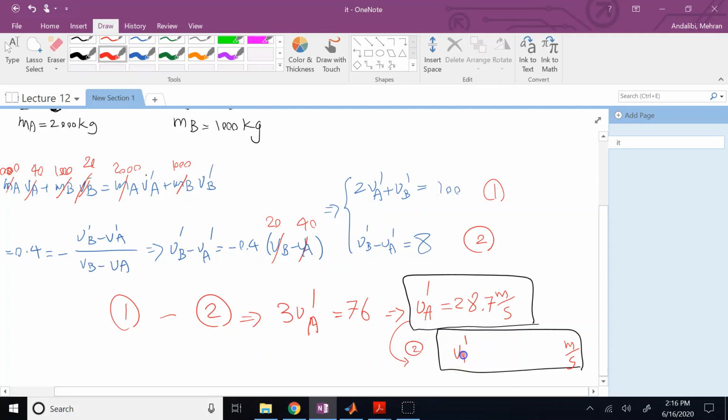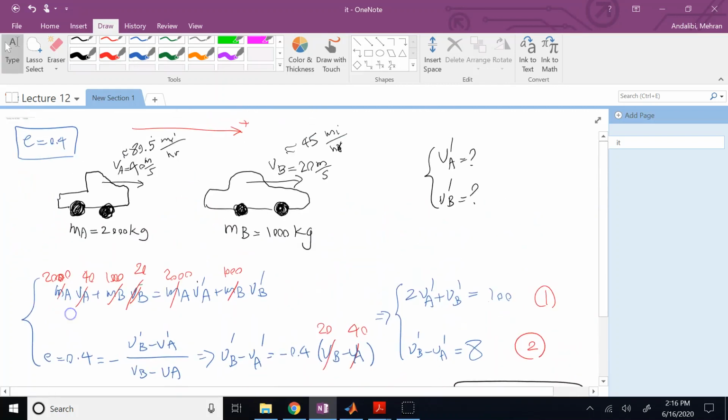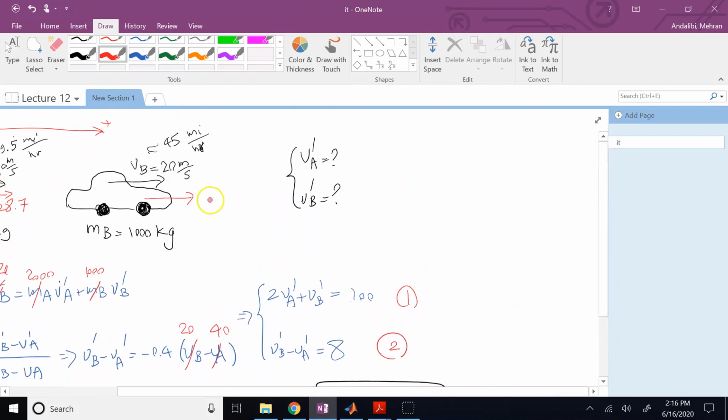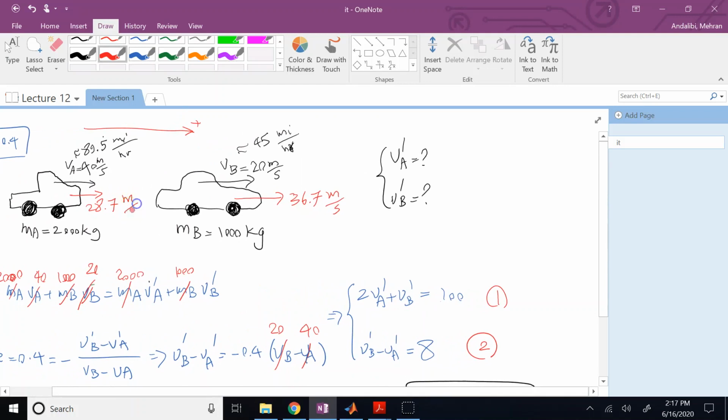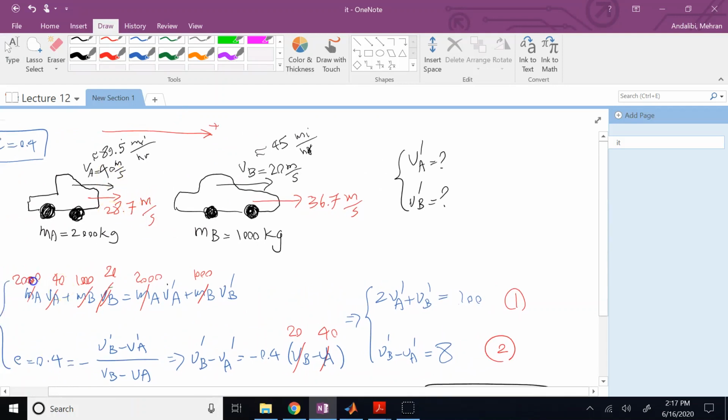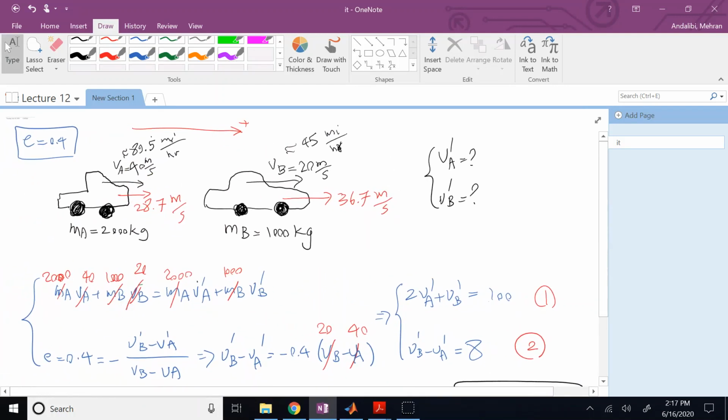And then VB prime is going to be VA prime plus 8, which is 36.7. So what happens is this guy that was 80 now has to go with 28.7, but this guy that was 20 is now what? 36.7. So what happens? Yes, the truck will be slowed down by 11 meters per second. So it will definitely get a good shock.